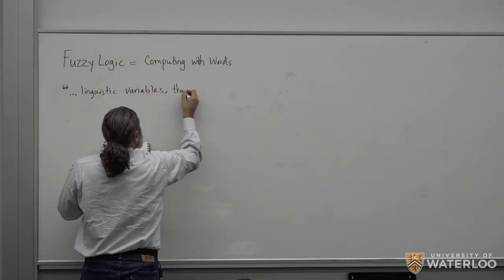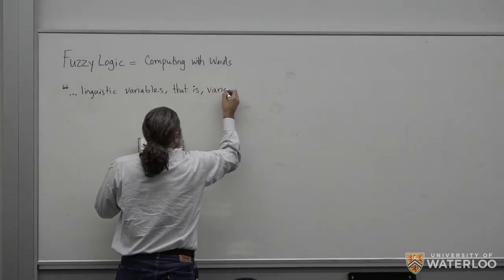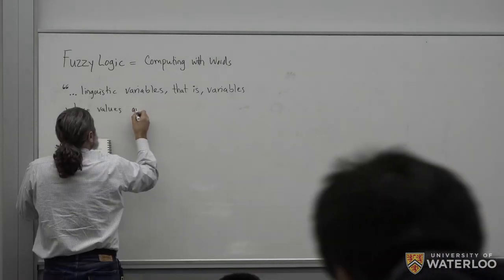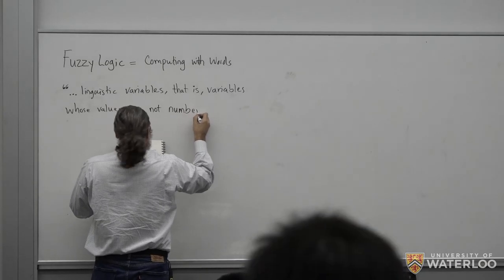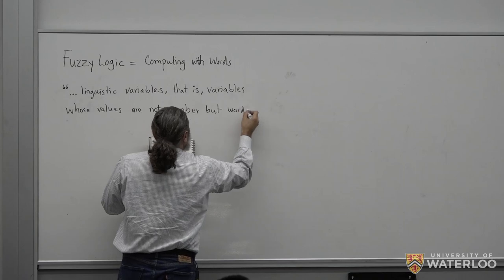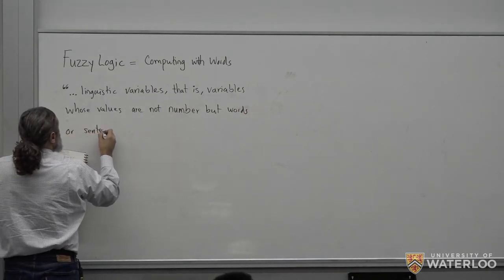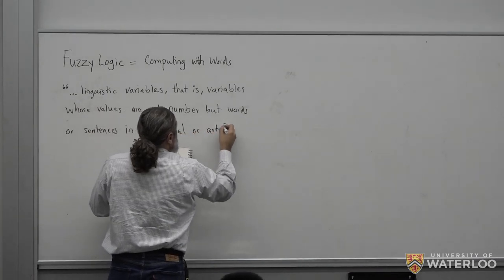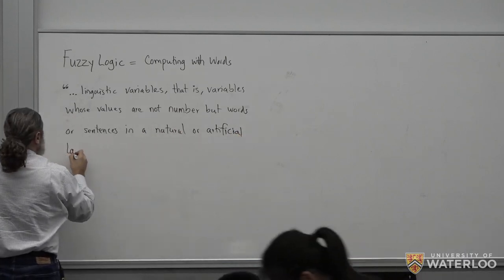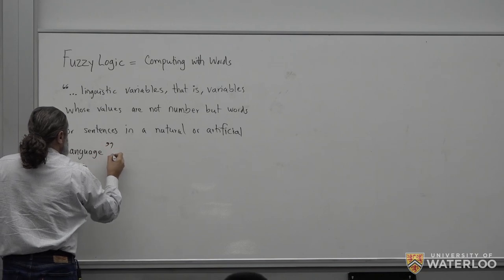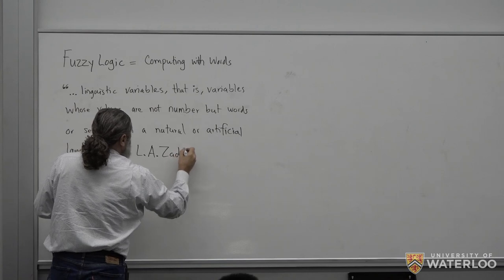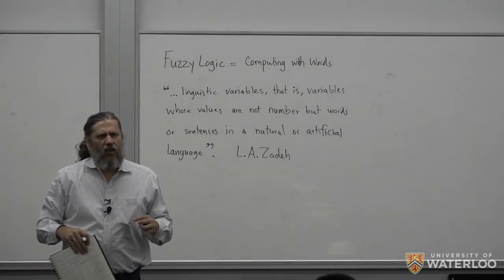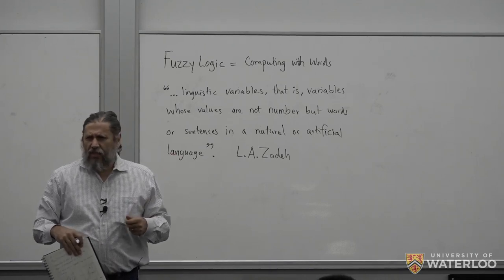So that is variables whose values are not numbers, but words or sentences in a natural or artificial language. So that's in one of the first three papers that the father of fuzzy logic came by and established the concept of linguistic variables, which in the mid-70s of the past century was something outrageous.